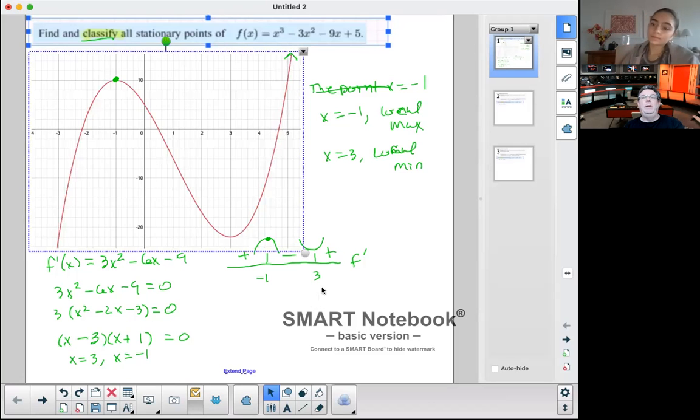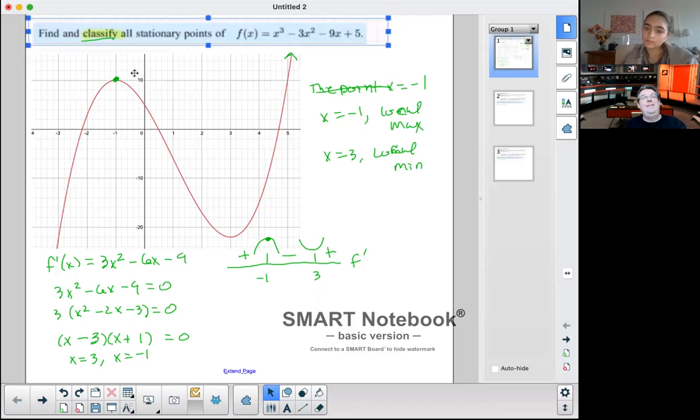And what we could also do if we had to, and they didn't say coordinates, they just said stationary points. You need to check with your teacher on this, but you could find the y coordinate, couldn't you? How could you do that? By substituting the x into where? Into the original function. Yes. Good. Excellent.